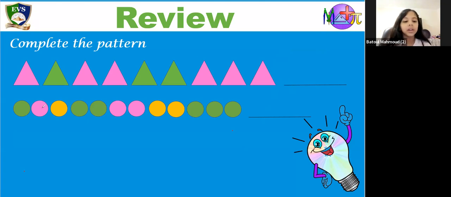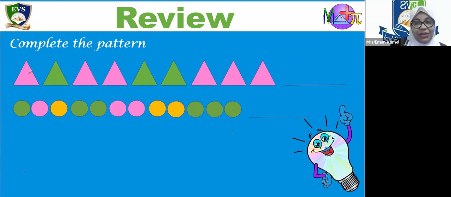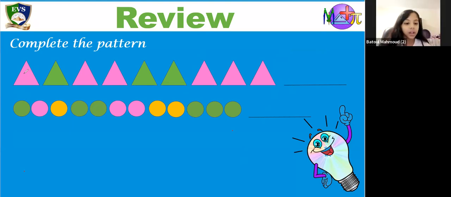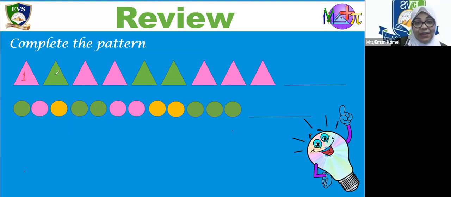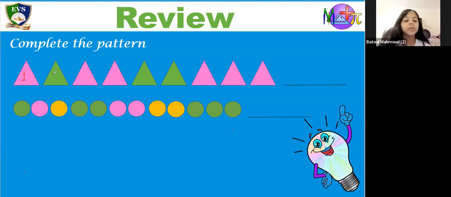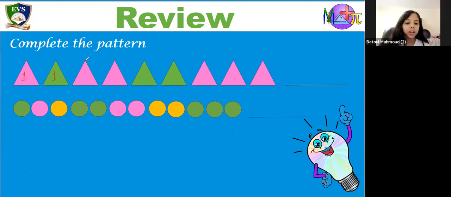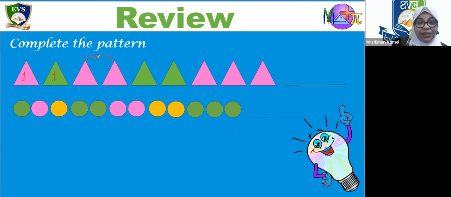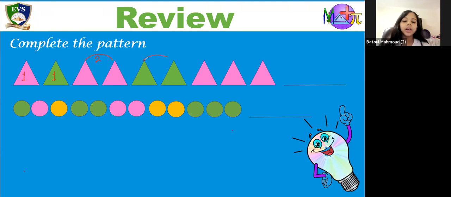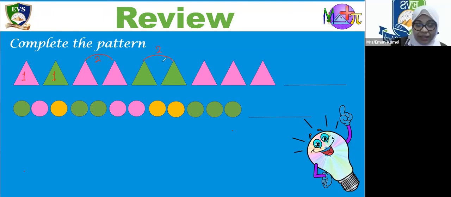One. What do you have? One pink triangle. Excellent. After that? And one green triangle. Excellent. Then? Two green triangles. No, yes, two pink triangles. Then? And two green triangles. Excellent.